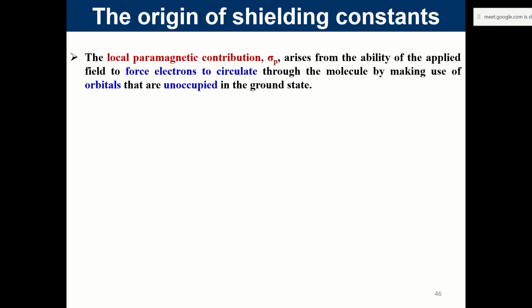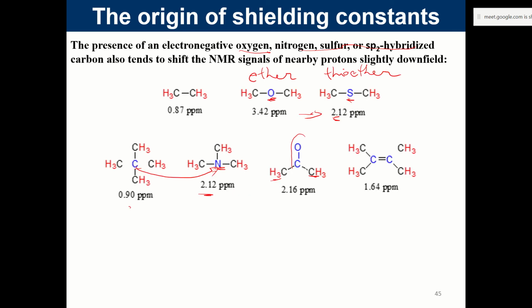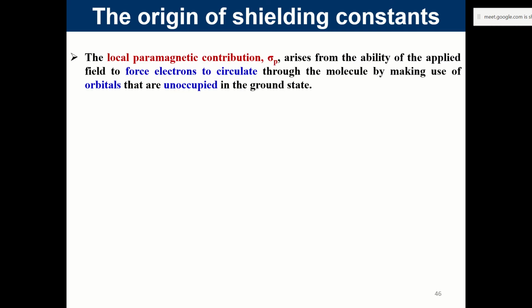So this was the local contribution that we are talking about. The diamagnetic contribution, we have already discussed, is due to ground state electron distribution which undergoes circulation when the field is applied. Now there is another contribution to the local field. As I told you, the local field has two components, paramagnetic and diamagnetic. Diamagnetic is already discussed. Now how can the paramagnetic contribution arise?